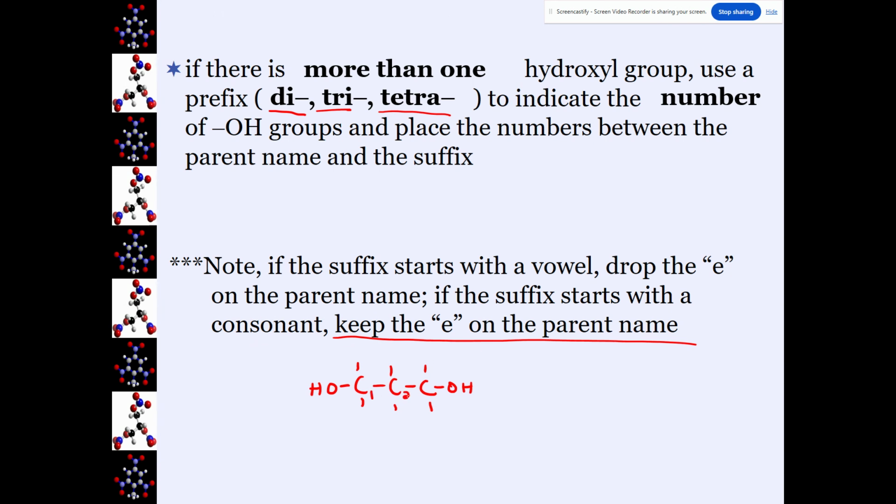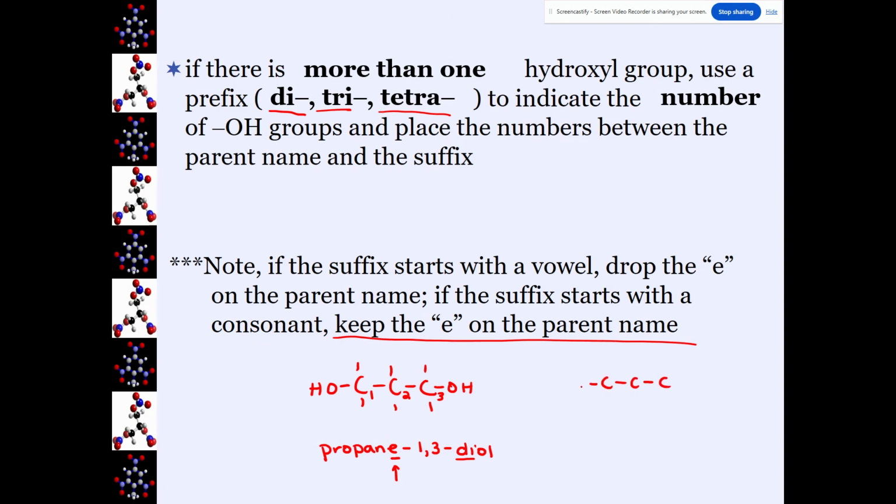Now I would number this 1, 2, 3. And the name would be propane. I'm leaving the E because I have more than one OH. It's 1,3-diol. So propane-1,3-diol. So if you have a di or a tri or a tetraol, you leave the E on the alkane name. Otherwise, when there's only one, I'll show you again.